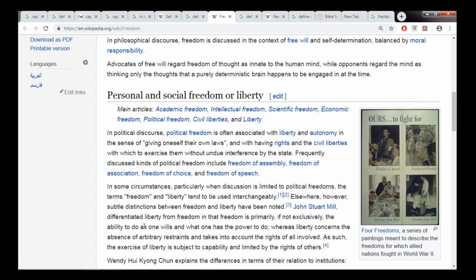Elsewhere, however, subtle distinctions between freedom and liberty have been noted. John Stuart Mill differentiated liberty from freedom in that freedom is primarily, if not exclusively, the ability to do as one wills and what one has the power to do, whereas liberty concerns the absence of arbitrary restraints and takes into account the rights of all involved.